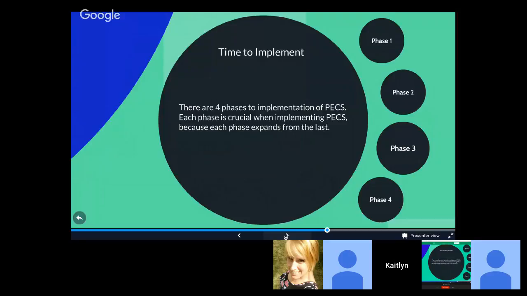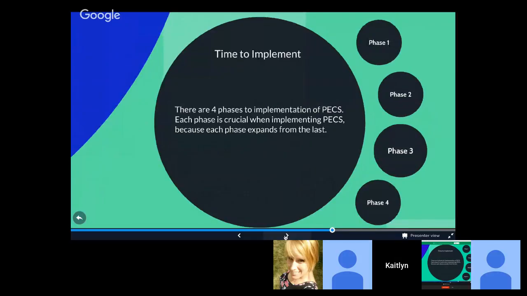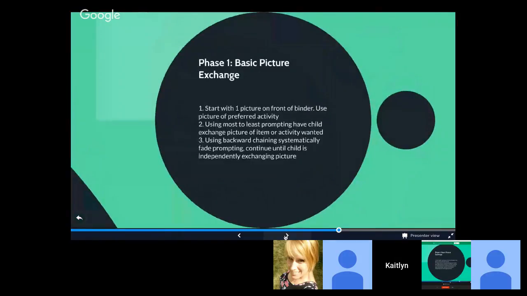With PECS, there are 4 different phases, and each phase will build upon another. So it is important that a child has mastered the phase prior to beginning the next phase. So let's start with phase 1. In phase 1, it's just the basic picture exchange. You'll start with just one picture in front of the binder.